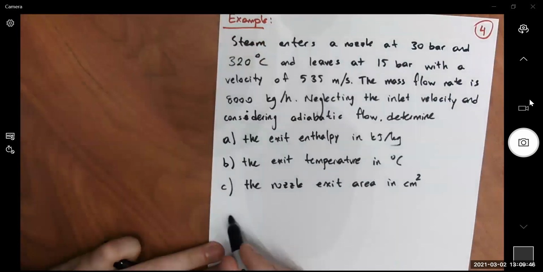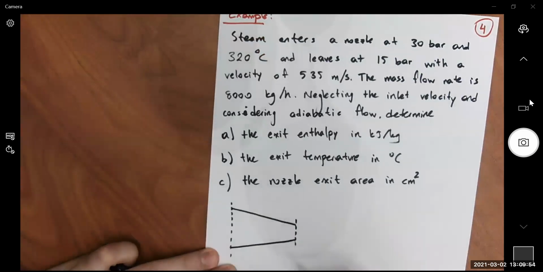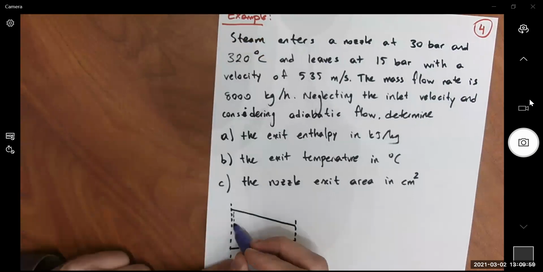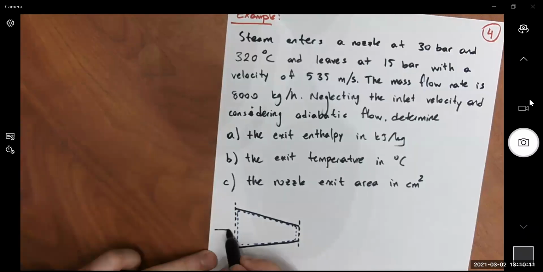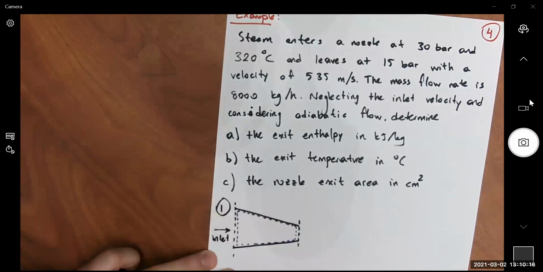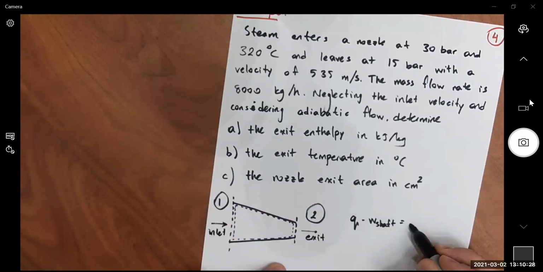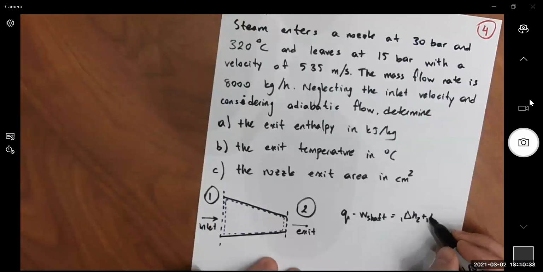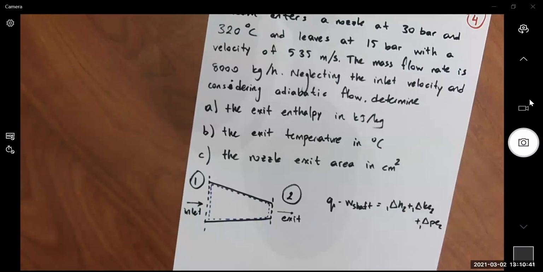All right, we have a nozzle with one inlet, one outlet. This is my boundary on which I will be working. I'm interested in that boundary. Okay, so with the one inlet, we can call it 1, exit from 1 to 2. Okay? And this equation Q minus work shaft equals enthalpy difference from state 1 to state 2 plus kinetic energy difference from state 1 to state 2 plus potential energy difference from state 1 to state 2, right? For one inlet, one outlet, steady state open system derives. Right?